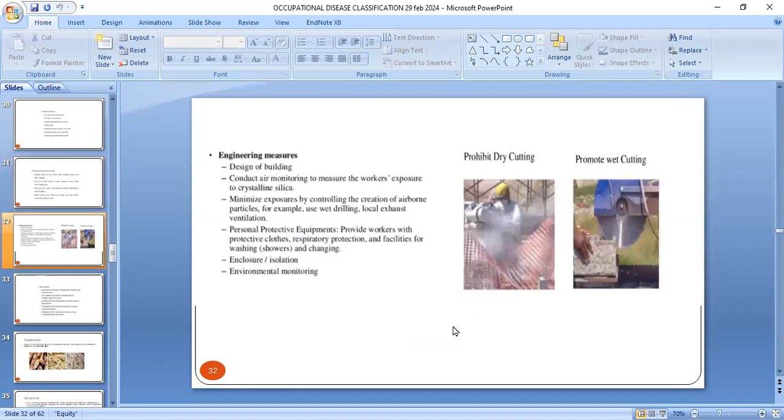Engineering measures include the design of the building, conducting air monitoring to measure the workers' exposure to crystalline silica, and minimizing exposure by controlling the creation of airborne particles, for example, using wet tailing and local exhaust ventilation. Personal protective equipment, these are related to the silicosis.